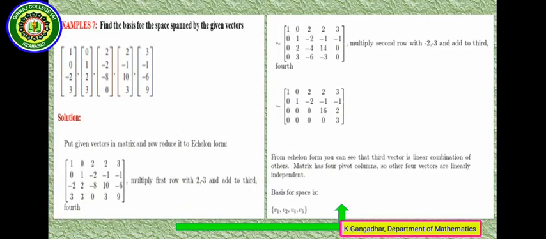So the same model problems are there. Here the problem is to find the basis for the space spanned by the given vectors. So here 5 vectors are given. In these vectors, the linearly independent vectors form the basis for the given set.